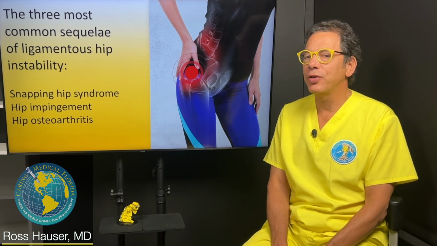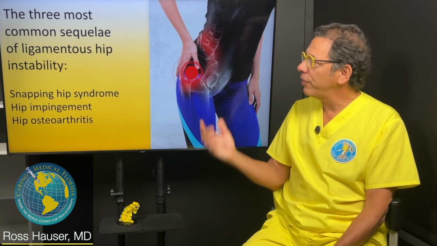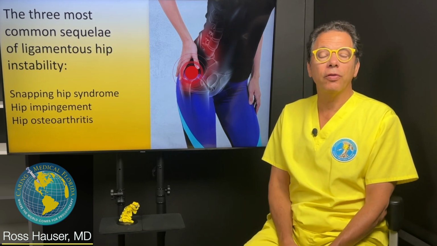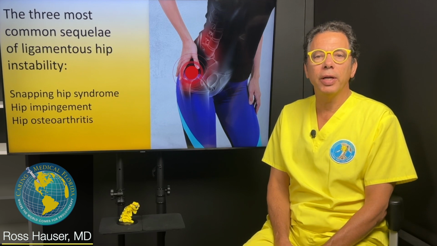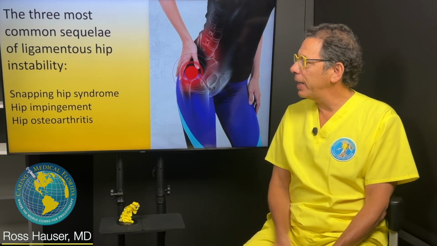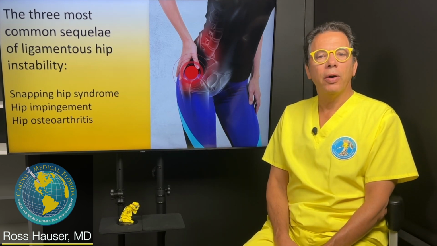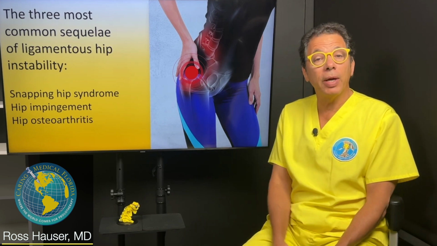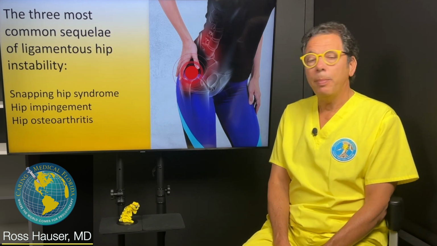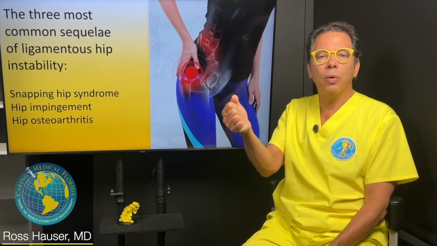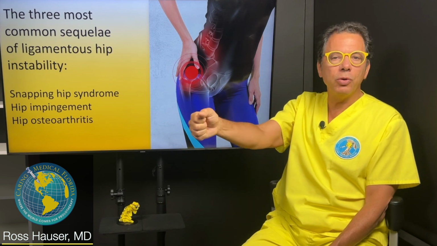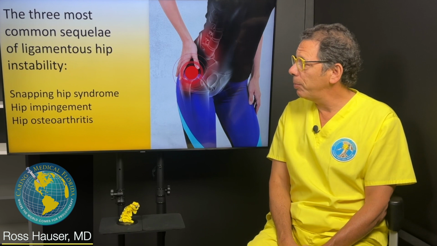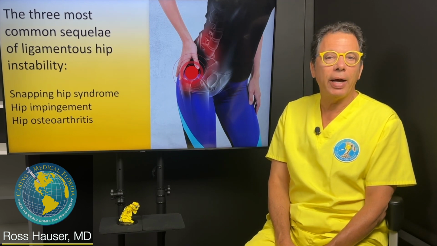Thank you for watching. Today's topic, we're going to talk about the three most common sequelae or consequences of ligamentous hip instability. And they are snapping hip syndrome, which is where there's a clicking, grinding, crunching sound that you can actually feel, sometimes you can hear. Hip impingement is where you start losing motion, especially internal rotation of the hip, and that can be really, really painful. And then, of course, hip osteoarthritis.